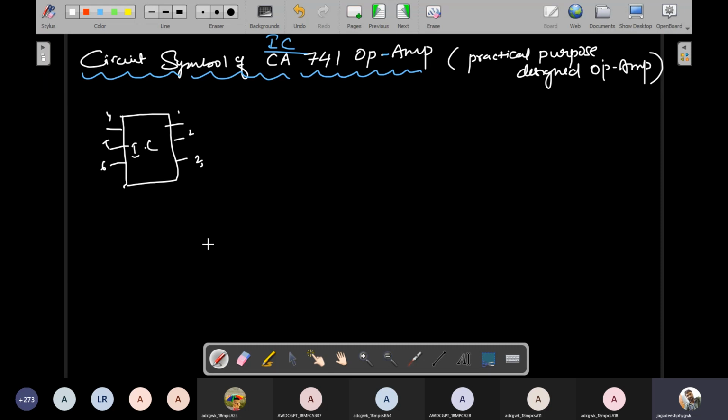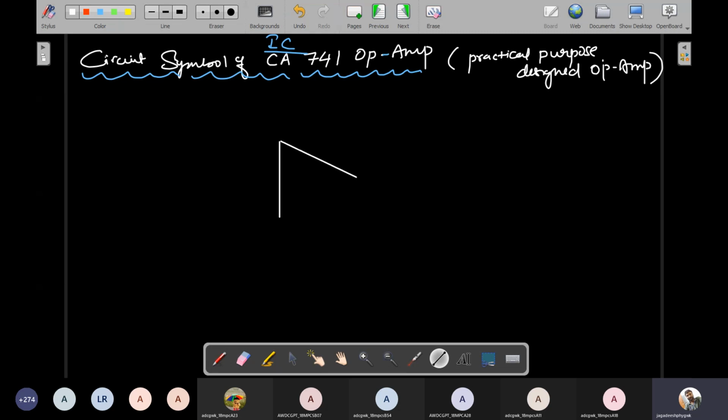But right now, first of all, I use the logic symbol only. Through the logic symbol I can explain this type of IC manufacturing. So first of all I want to draw the diagram of the general logic symbol of operational amplifiers. Using that logic symbol I can explain the different pins.